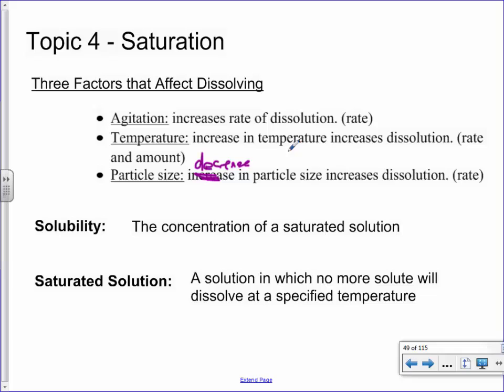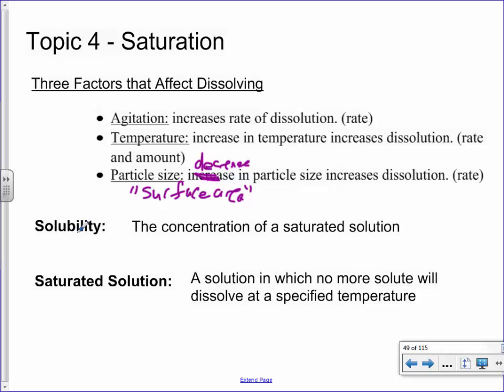Make sense? So those are the 3 factors. If you stir something, if you increase the temperature, or if you crush it up and make smaller particles. So this could be your surface area if you wanted. Does that make sense so far? Okay, so let's keep talking about dissolving things. Solubility, we've kind of used this word before. Solubility refers to the concentration of a saturated solution.